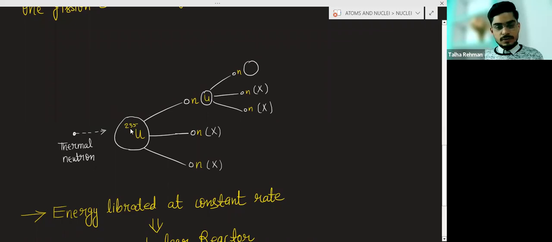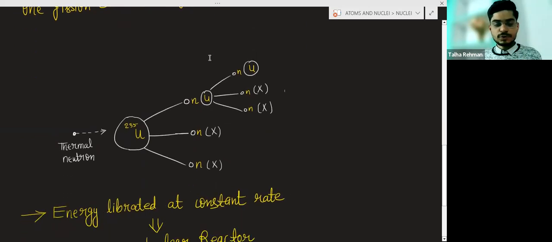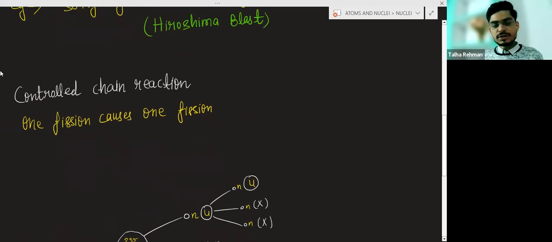So now from one fission, only one fission is taking place. Now this fission of uranium will take place from this neutron, and again after fission of this uranium, 3 neutrons will be released, and again you have stopped 2 neutrons for further fission. So there will be only one fission now. Due to one fission, there will be only one fission. That is the case of the controlled chain reaction. So in a controlled chain reaction, one fission causes one fission.